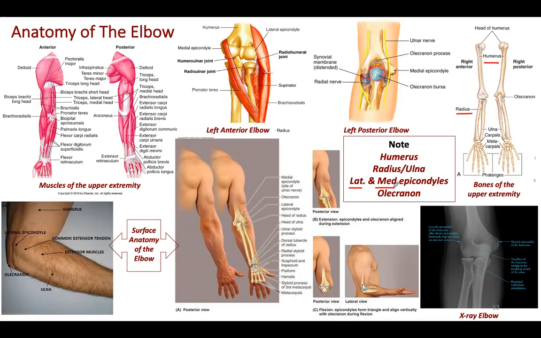So this is the ulnar nerve. This is important because sometimes the ulnar nerve becomes entrapped here and compressed. The olecranon is the uppermost part of the ulna.